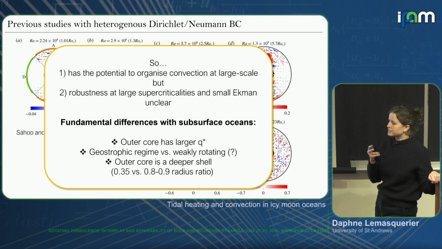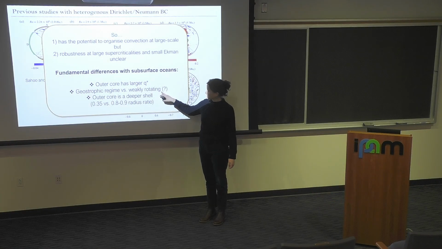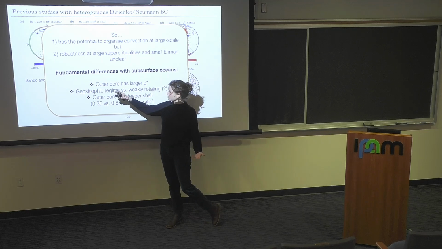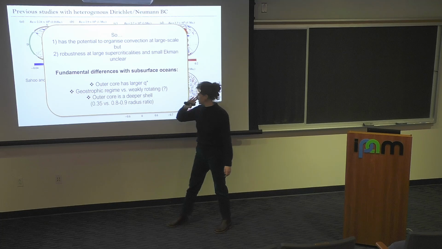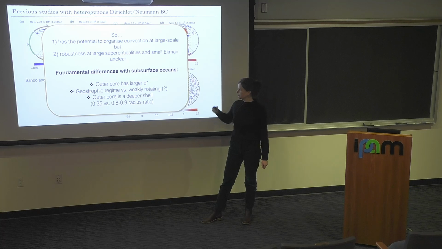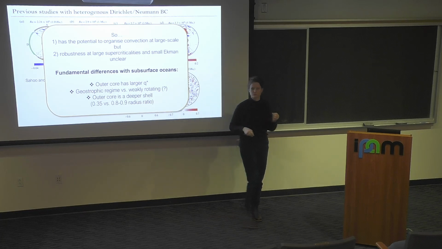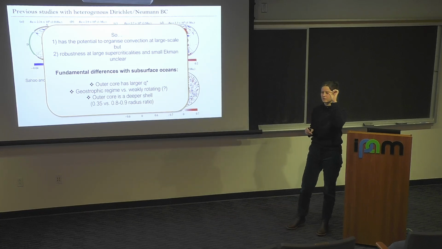Now, if we think about the icy moons and Europa, there are fundamental differences which could make these conclusions different. One of them is the fact that for the outer core, we're really exploring or trying to achieve geostrophic regimes of rotating convection, rapidly rotating convection. For icy moons, we could be in a regime which is less constrained by rotation. So of course, this could have an impact on the effect of heterogeneities on the rotating convection. And the other important aspect, I think, is that the outer core is quite a deep shell compared to icy moon oceans, which are really thin shells with a radius ratio of about 0.8, 0.9.